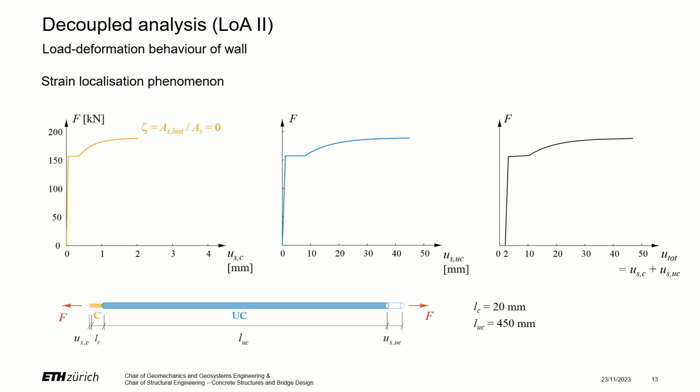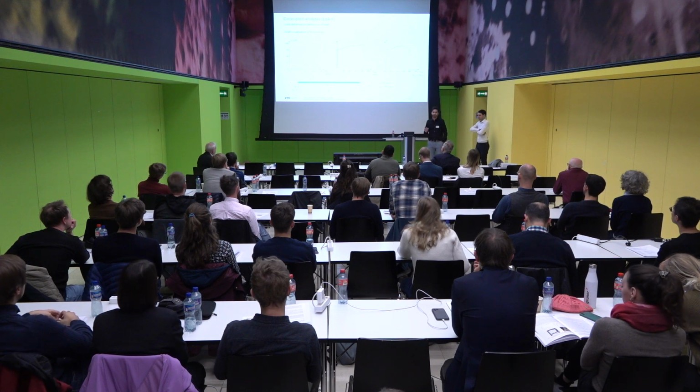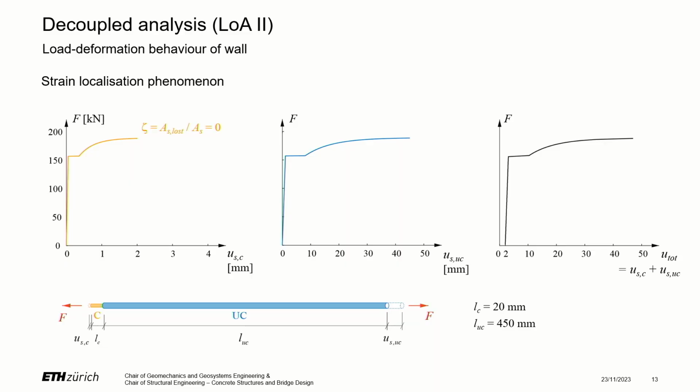So we come to the load deformation behavior of the wall, and we will start with this phenomenon that we have seen, that the deformation capacity is decreasing with an increasing cross-section loss. It's a phenomenon which is also known as strain localization.